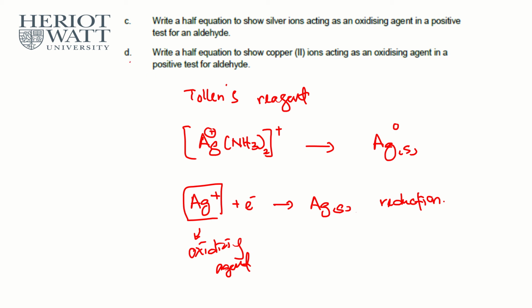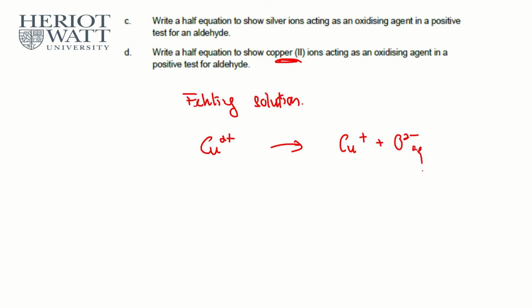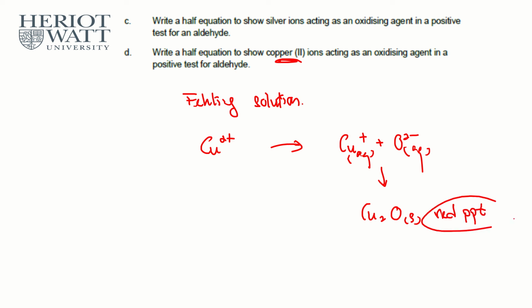And for the next one, part D, let me erase that. For D, write a half equation to show the copper(II) ion acting as an oxidizing agent in a positive test for aldehyde. Now, the copper ion is in the Fehling's solution. In the Fehling's solution, it changes from copper(II) into copper(I) ions. And this copper(I) then mixes with the oxide from the solution and changes into copper(I) oxide, Cu2O. So this is the precipitate, which is the observation, the red or orange precipitate. This is what we get from Fehling's solution when you react with an aldehyde.